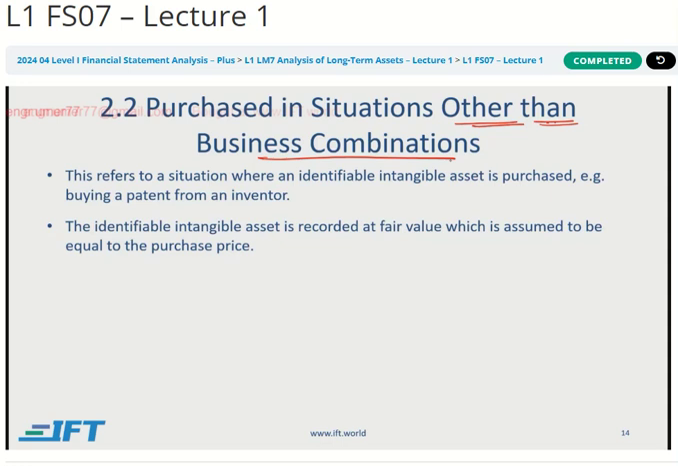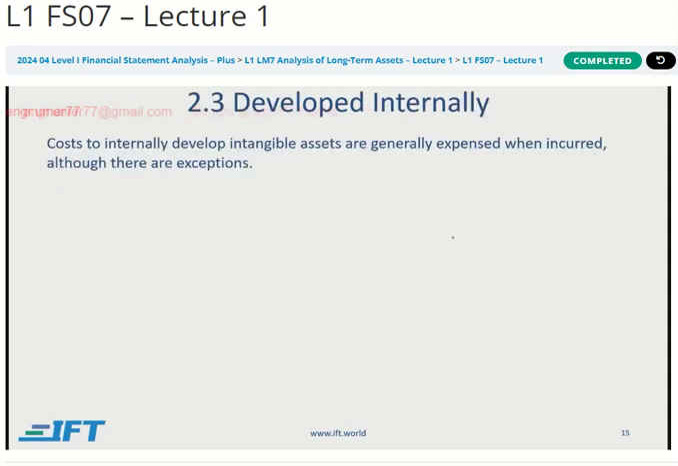If you're just specifically buying a separate asset, right, buying a patent from an inventor, that is simple. You just take the purchase price and that will be assumed to be the fair value. So this is of course a simple situation, and we have already talked about this. Now the whole confusion will start with internally developed, right?